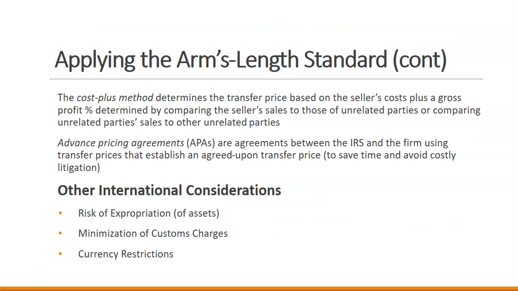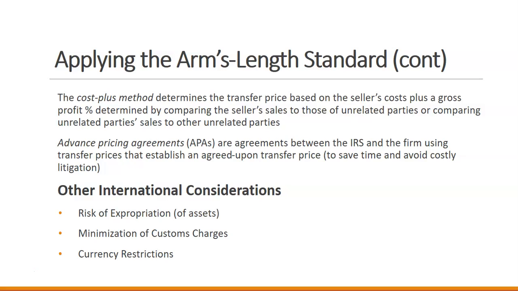So we look at applying that arm's length standard. We use the cost plus method. So this is based on the seller's cost plus a gross profit that's determined by the company. We would create advanced pricing agreements. So this is an agreement between the IRS and the firm using the transfer pricing to make sure that we're following that arm's length standard and we're not violating any tax treaty issues.